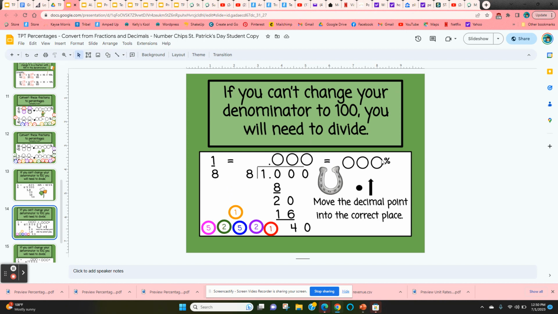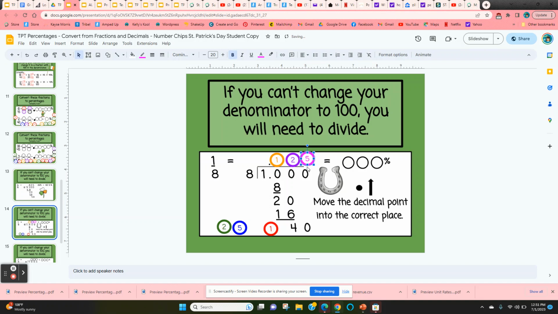So the next slide, most of the division is done for them. They just have to complete the numbers here at the top. So 8 goes into 10 one time, which is 8. Subtract, you get 2, bring down a 0. 8 goes into 20 two times. 8 times 2 is 16. Subtract, you get 4. Bring down the last 0. And 8 goes into 40 five times. So now they have their decimal answer.